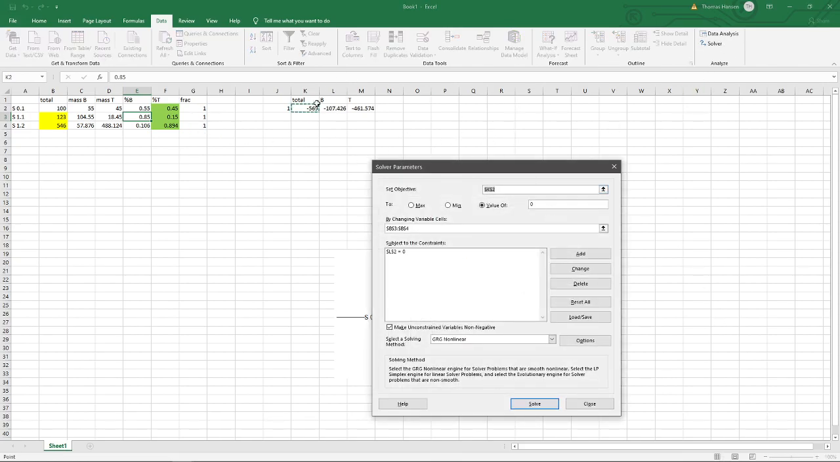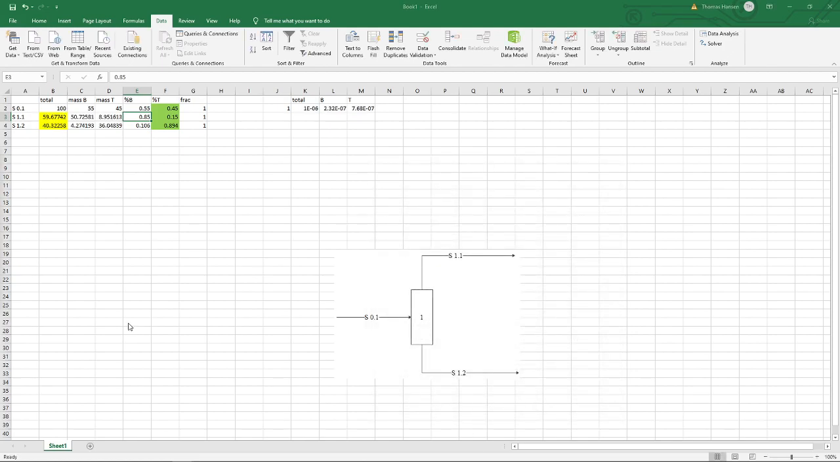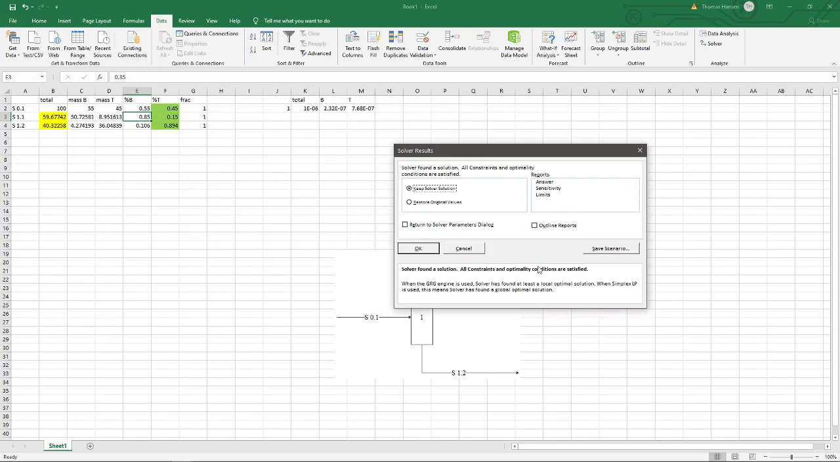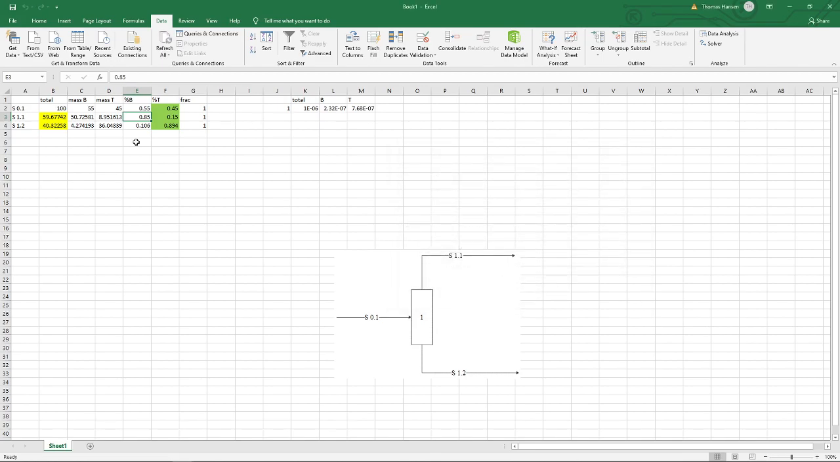But let's try it. K2 equal to 0, L2 equal to 0. It can change those two. I actually don't know if we have to put another constraint. Oh no, it's on the wrong screen. Hang on. There we go. Excel found a lovely solution for us. And we can then take a look at what has changed. Excel found that 59.6 kilograms will exit in the top and 40.3 will exit in the bottom.